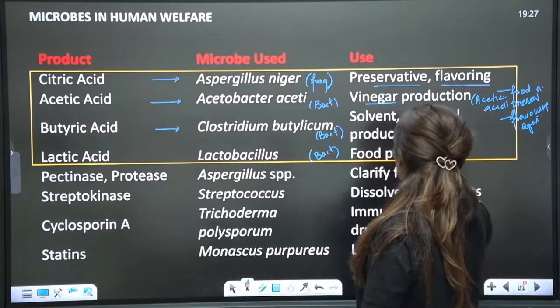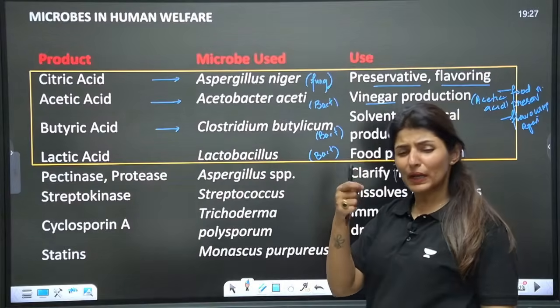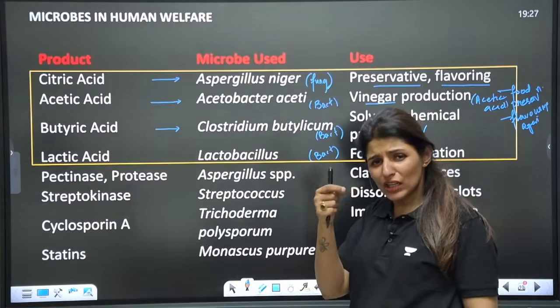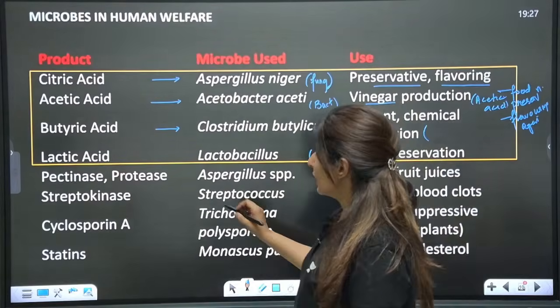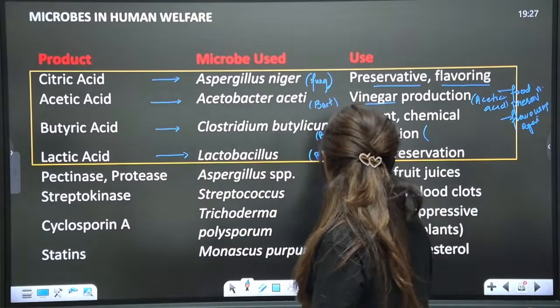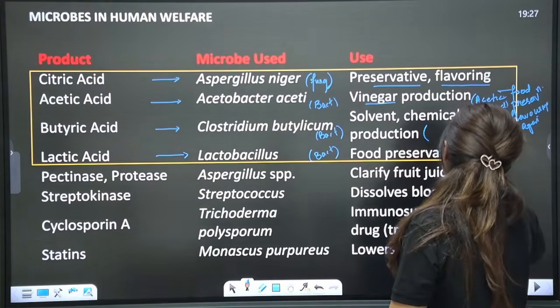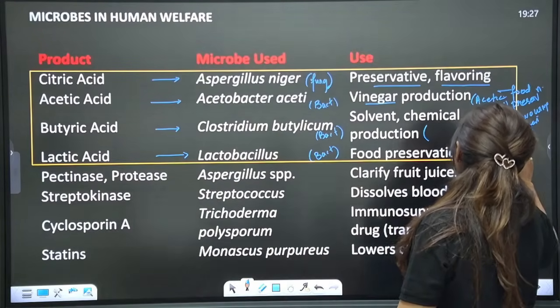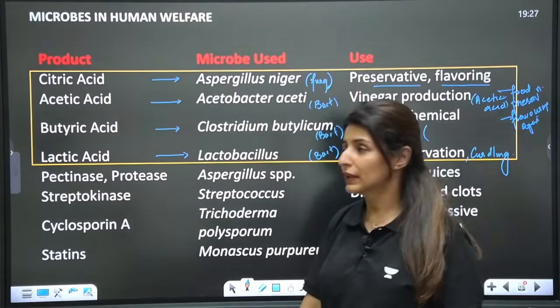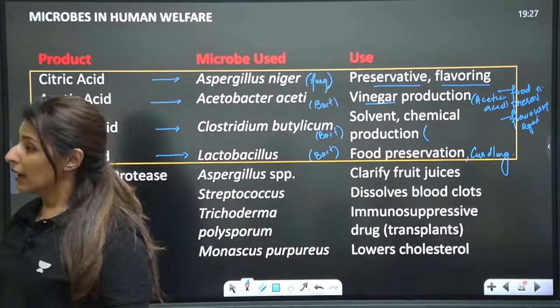It is a solvent and it is useful in printing. It helps in etching and corroding things. Then lactic acid, we know Lactobacillus, a food preservative as well as used for curdling of milk. Are we clear?